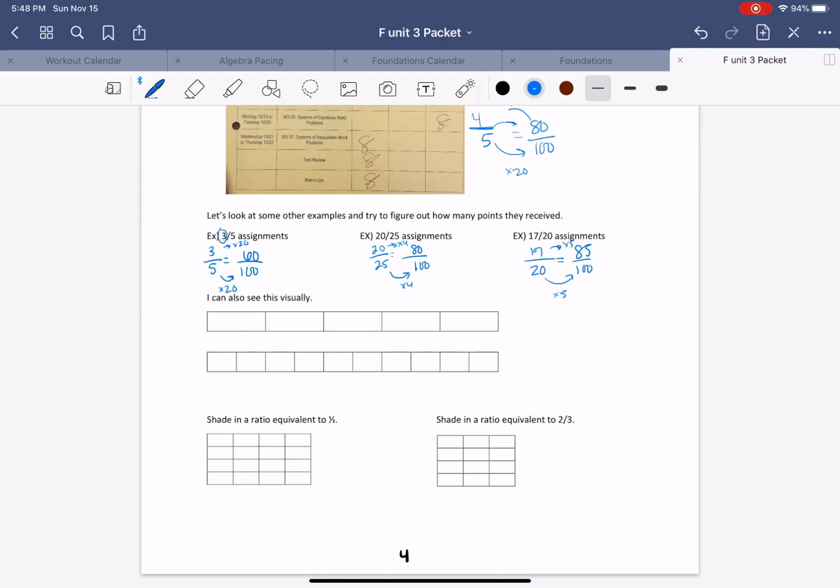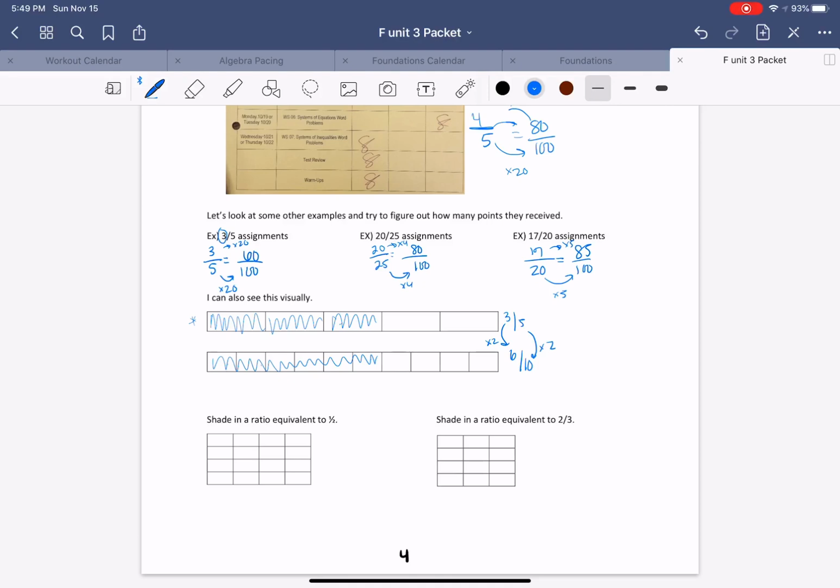And we can also see this visually. If I look at the 3 out of 5 assignments, like here, that is equivalent to this much. It's the same length. So that's 1, 2, 3, 4, 5, 6 out of 10. It's equivalent to 3 out of 5 because 3 times 2 is 6, 5 times 2 is 10.